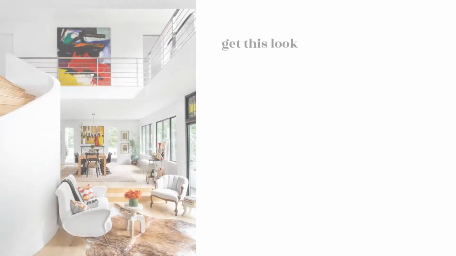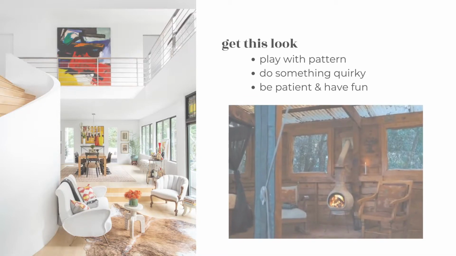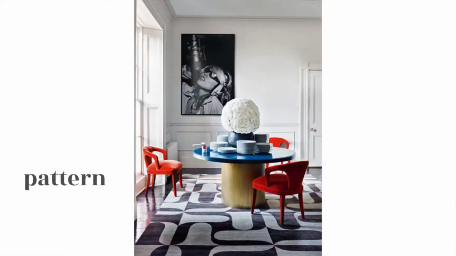Now moving into how you can get this look. So the first thing I want to suggest is to play with pattern. Typically in an eclectic design style, you're going to see pattern somewhere, and more often than not, you're going to see a few different kinds of pattern. And this is where a lot of the texture comes into play for eclectic design. If pattern scares you a little bit, this could be something as small as just making sure that you have different patterns in your pillows on your sofa.